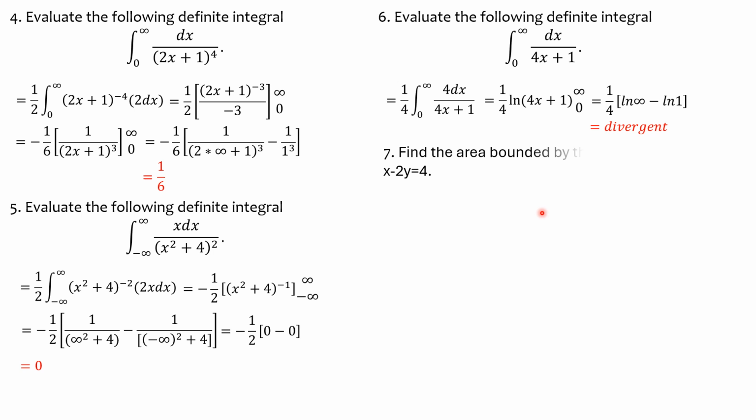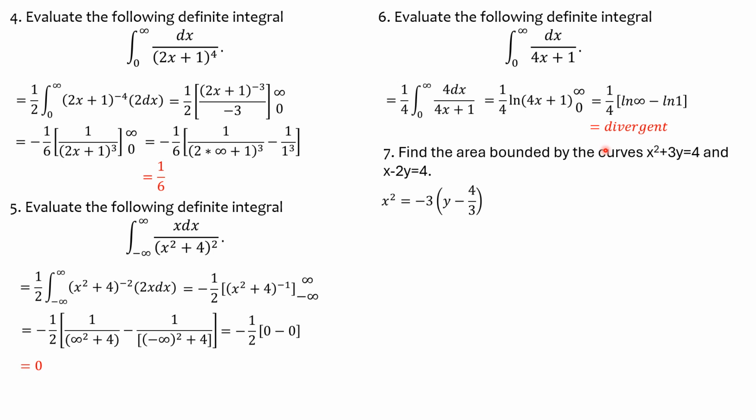And number 7, find the area bounded by the curves x squared plus 3y equals 4, which is a parabola. When 3y is transposed to the right, we get negative 3y plus 4, so that is a parabola open downward. And we have a line x minus 2y equals 4. So let's transform this to standard form. Then you have to sketch the graph of the parabola.